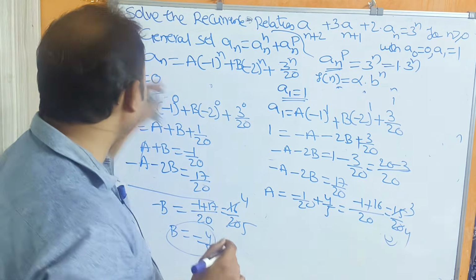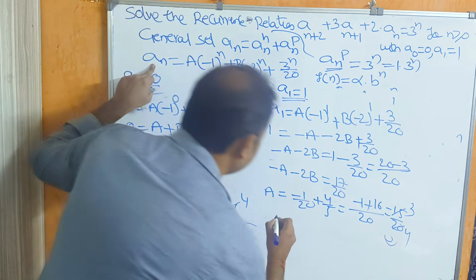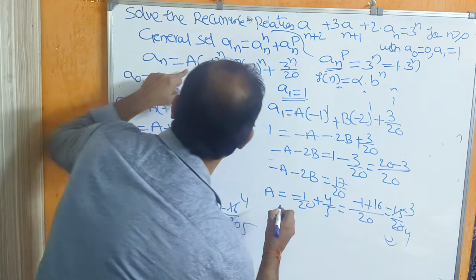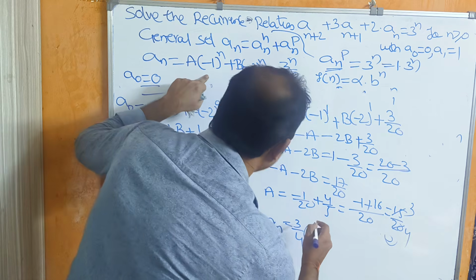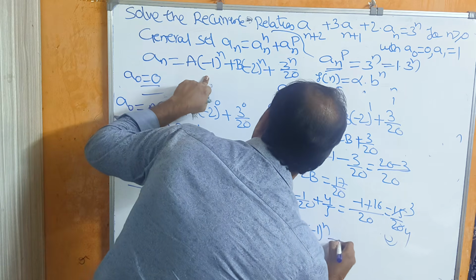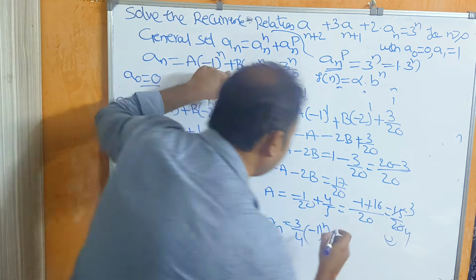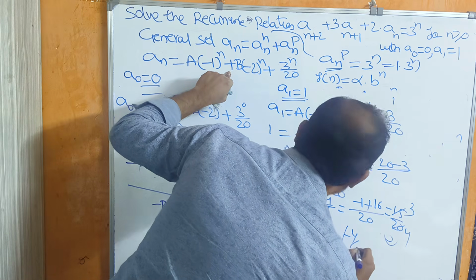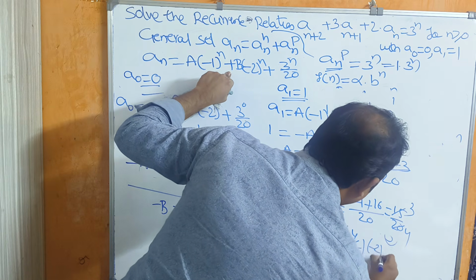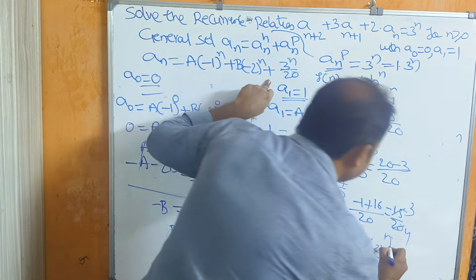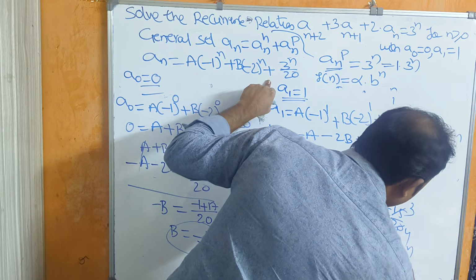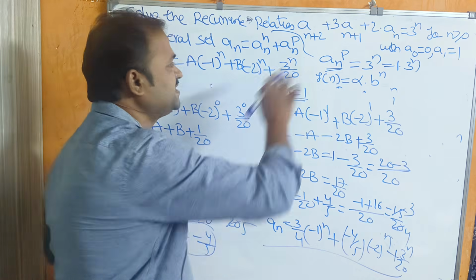Now substitute a and b in this equation. Okay. So an equal to a into, what is a value? 3 by 4 into minus 1 whole power n, plus what is b value? Minus 4 by 5 into minus 2 whole power n, plus 3 power n by 20. So this is the general solution for this problem.